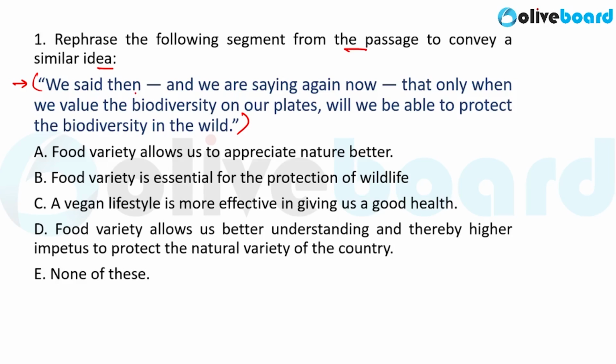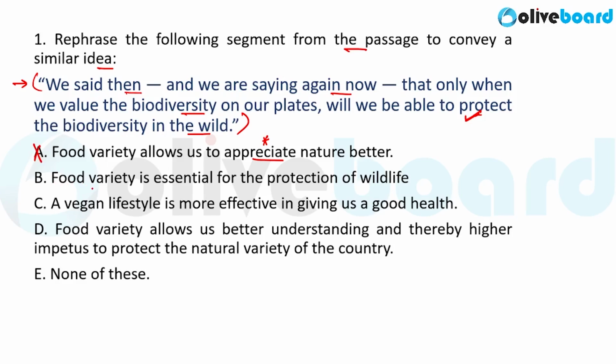The sentence says, we said then and we are saying again now that only when we value biodiversity on our plates will we be able to protect the biodiversity in the wild. So, the sentence here talks about valuing the biodiversity on our plates so that we can protect the biodiversity in the wild. Now, option A says food variety allows us to appreciate nature better. Option A talks about appreciating nature. Option A does not talk about protecting nature or the biodiversity. So, option A here can be eliminated.